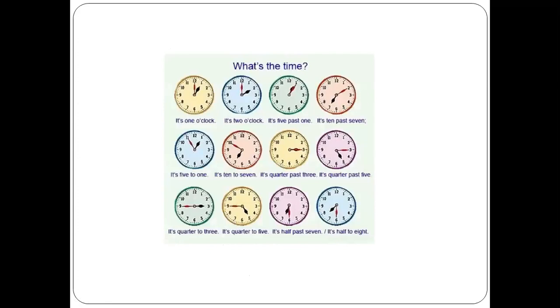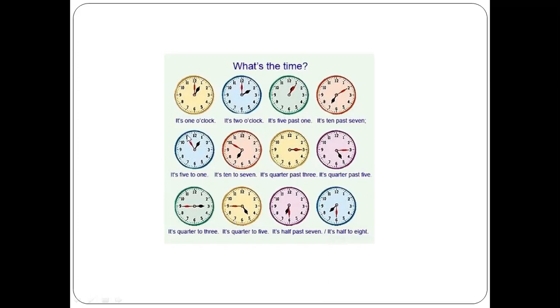So, what's the time? To review, para repasar lo que acabamos de revisar, we have some examples. It's 1 o'clock, porque es el minuto 0. It's 2 o'clock. It's 5 past 1, son 5 minutos pasadas la 1. Acaban de transcurrir únicamente 5 minutos. It's 10 past 7, son 10 minutos los que transcurrieron after 7.